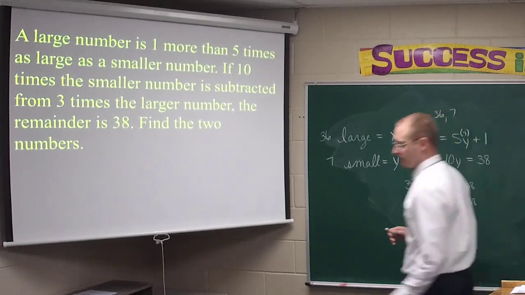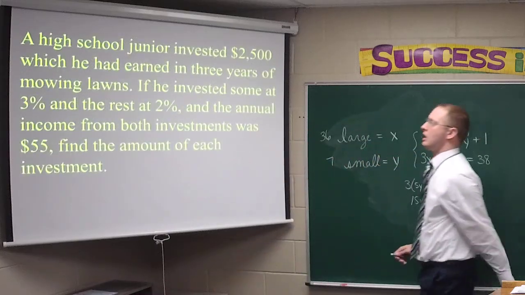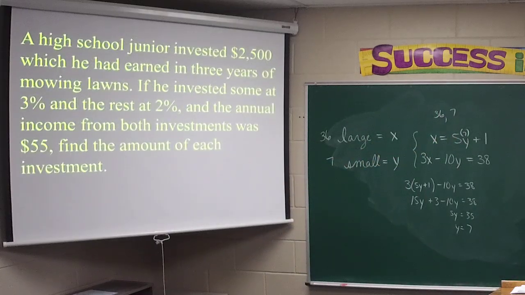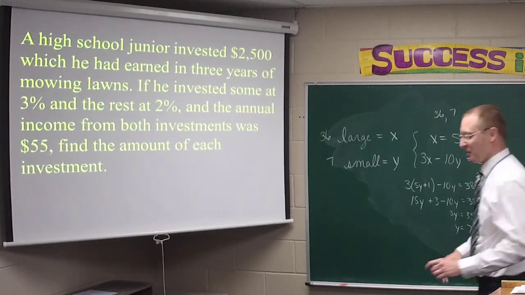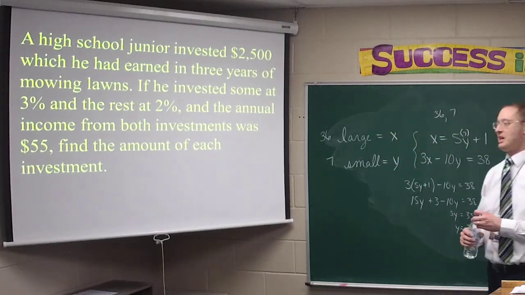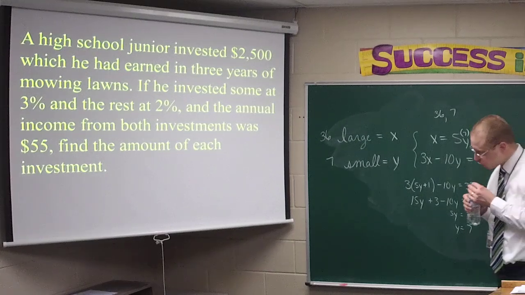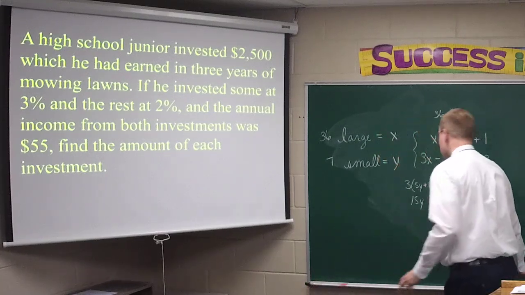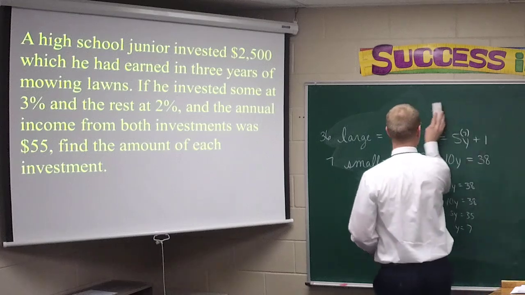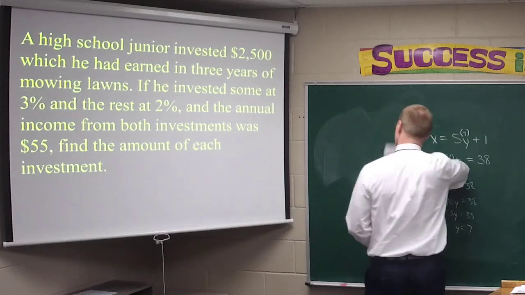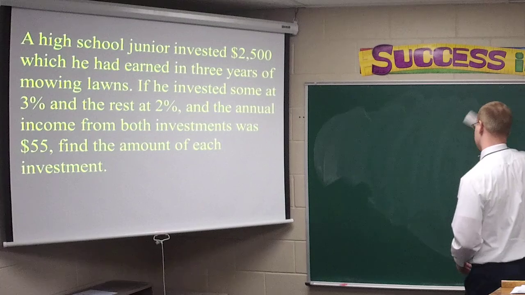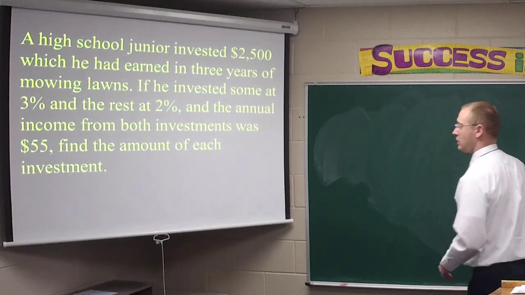Let's take a look at another one. Here's a problem we probably haven't seen since Algebra 1. I don't think we've done investment problems yet this year. Read the problem for us if you would, Michael, and then we'll talk about this. A high school junior invested $2,500, which he had earned in 3 years of mowing lawns. If he invested some at 3% and the rest at 2%, and the annual income from both investments was $55, find the amount of each investment.